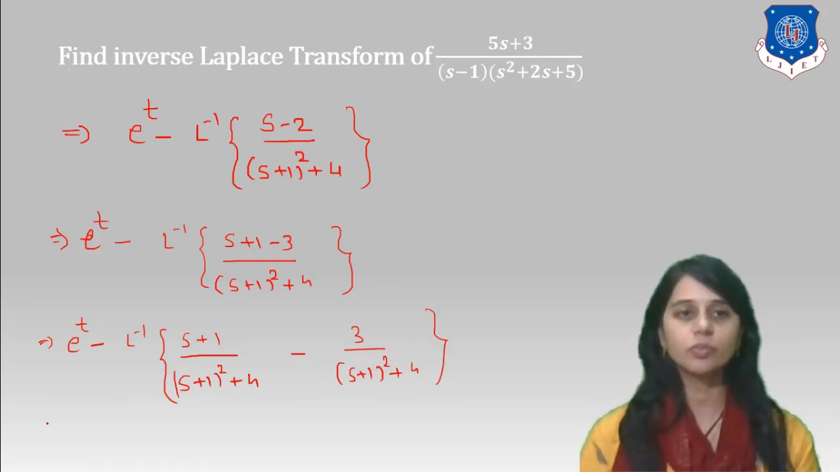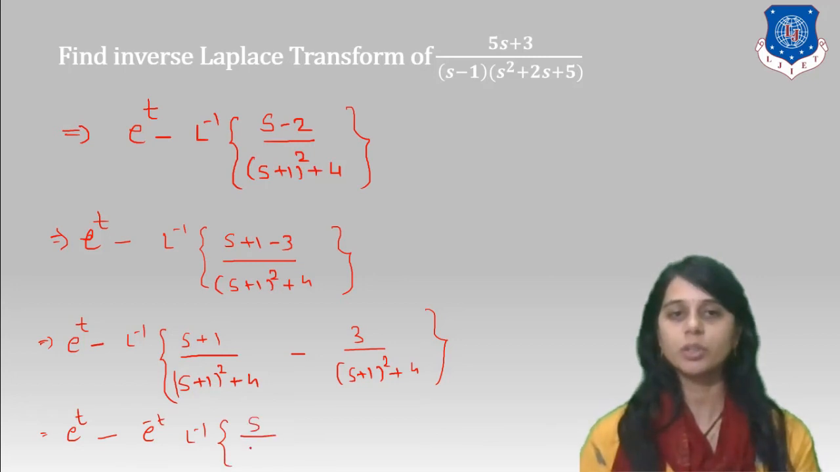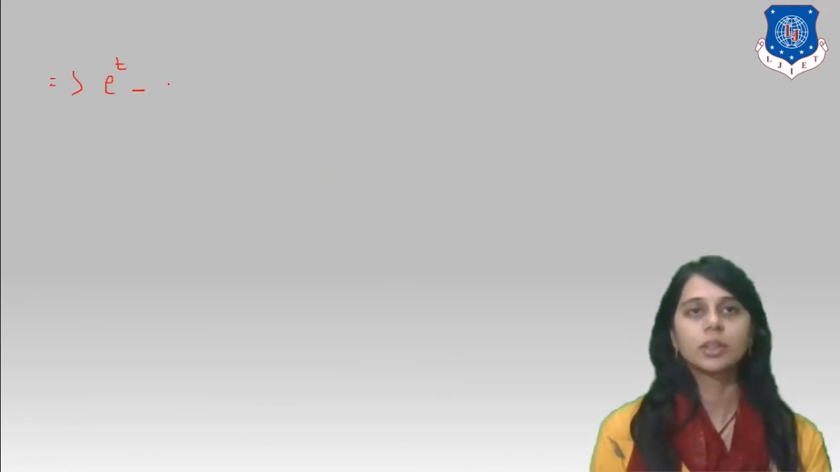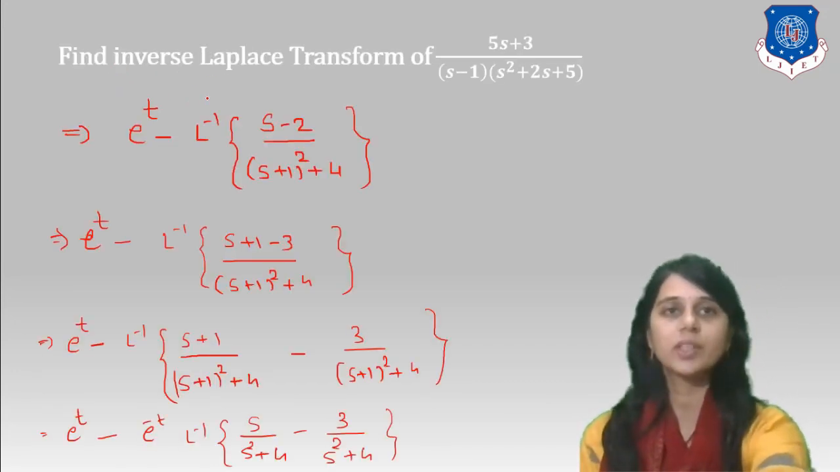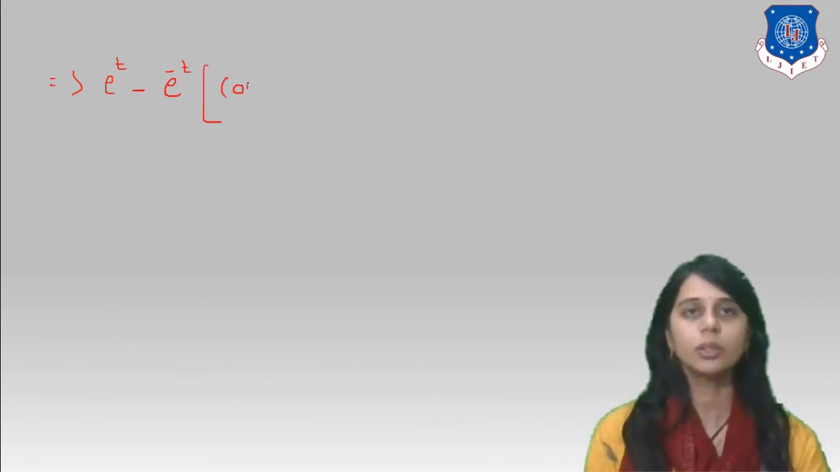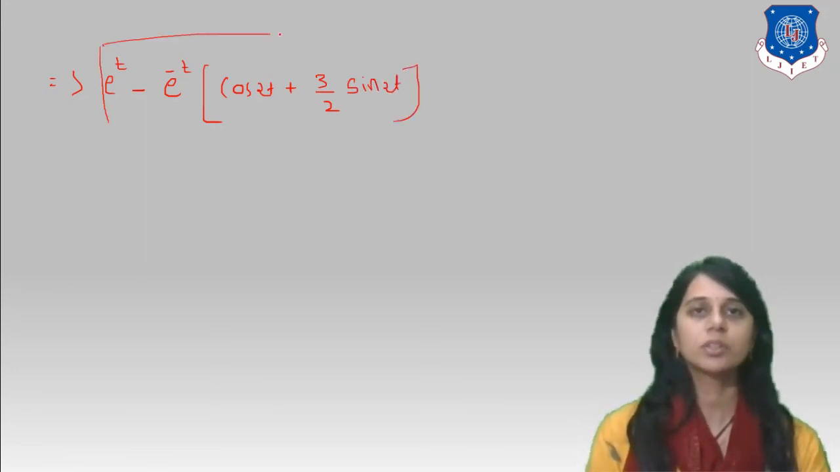Applying inverse first shift theorem, e raised to t, we are taking e raised to minus t. So we get Laplace inverse of s upon s square plus 4 minus 3 upon s square plus 4. Next step, e raised to t minus e raised to minus t, s upon s square plus 4. So the answer is cos 2t plus 3 by 2 sin 2t. So this is our last answer of this example.